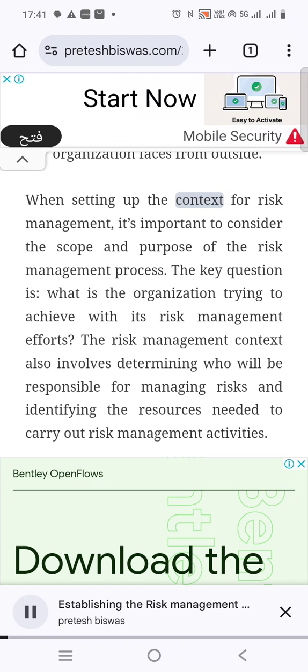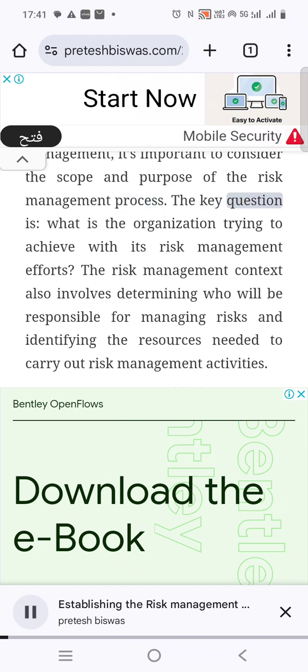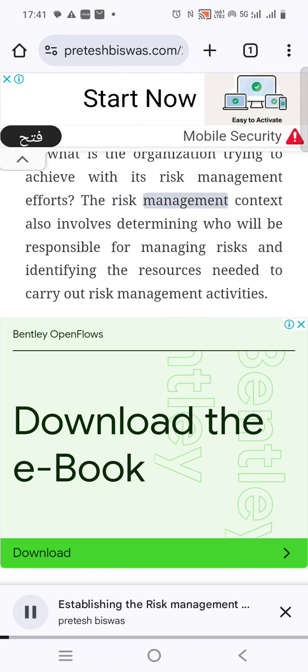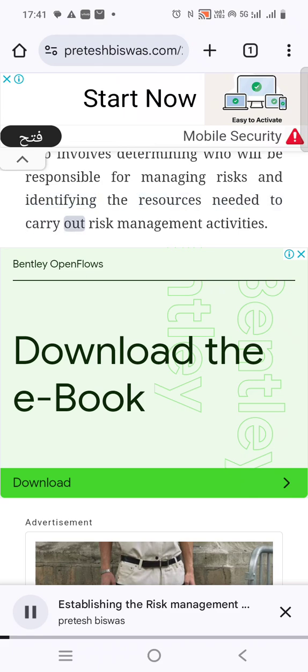When setting up the context for risk management, it's important to consider the scope and purpose of the risk management process. The key question is, what is the organization trying to achieve with its risk management efforts? The risk management context also involves determining who will be responsible for managing risks and identifying the resources needed to carry out risk management activities.